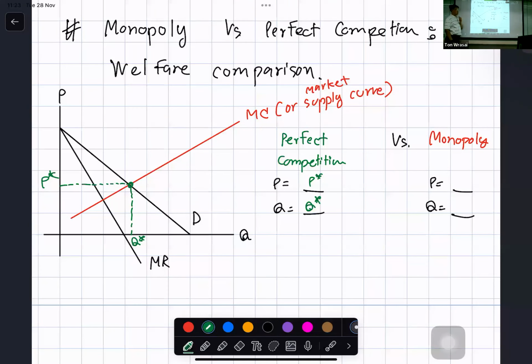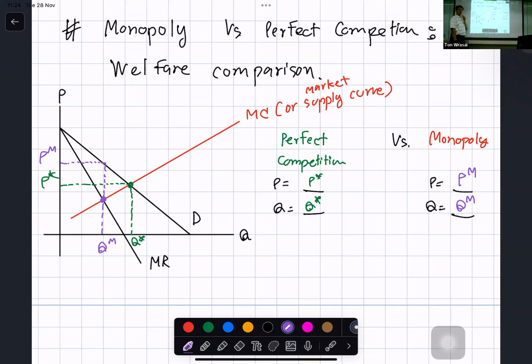Under monopoly, the monopolist chooses to maximize profit at MR equal to MC. Different place. Here, he will produce QM to maximize his profit. He will charge PM to the consumers. P equal to PM, Q equal to QM.